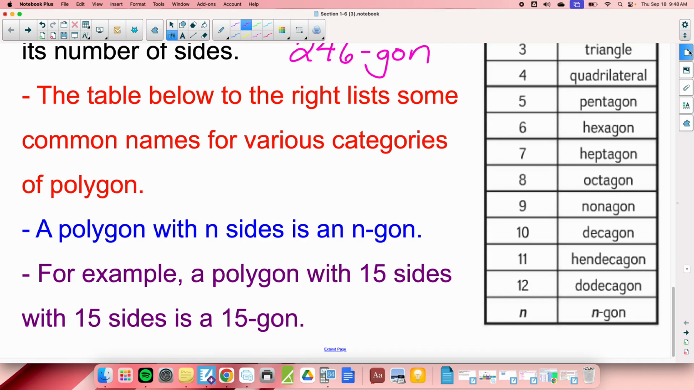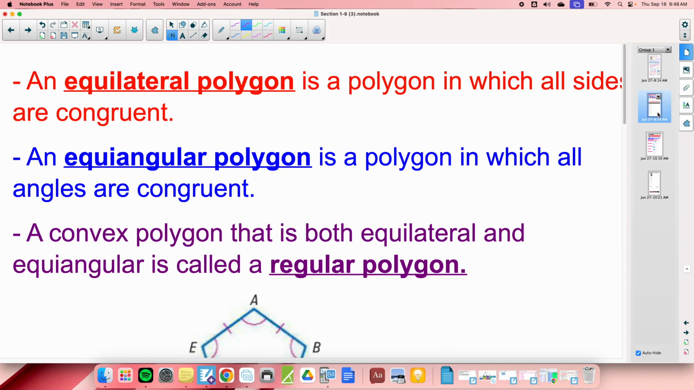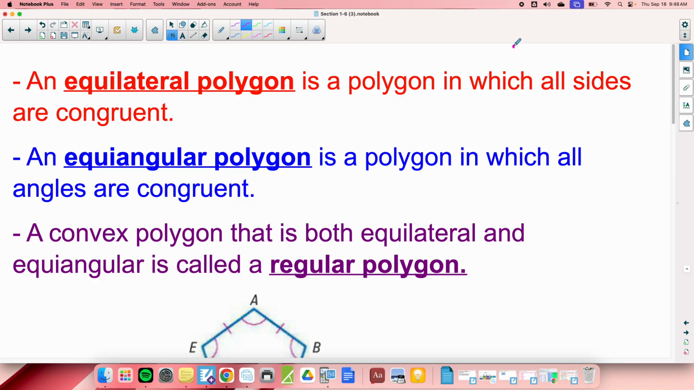So let's go to this page right here. Another thing that we're going to talk about is an equilateral polygon and an equiangular polygon. So let's talk about triangles. If you have a triangle that is equilateral, lateral means sides. So that means that polygon has equal sides, and it would be all of them.